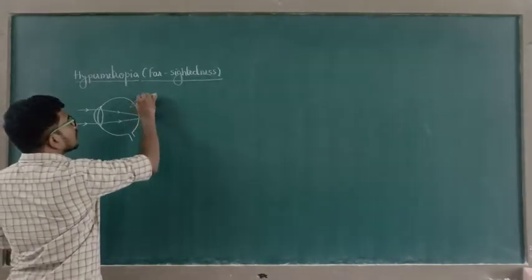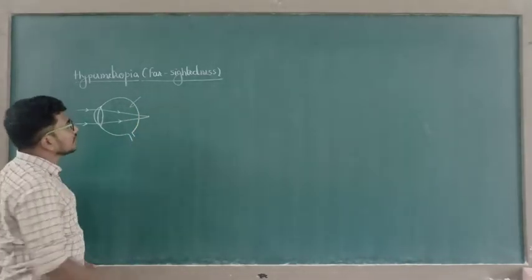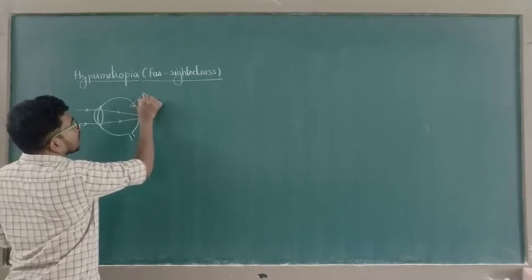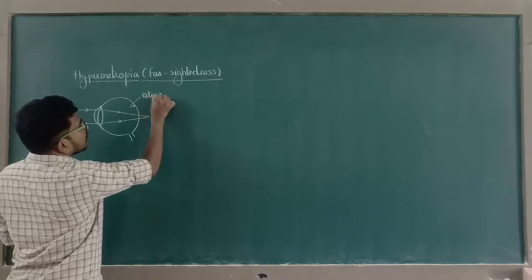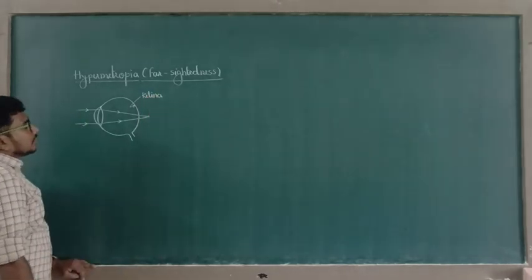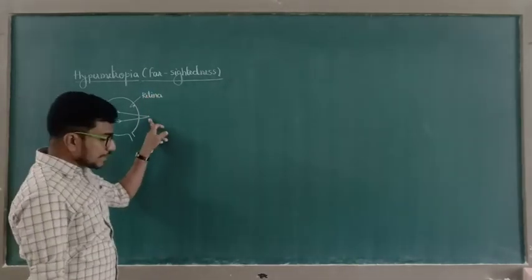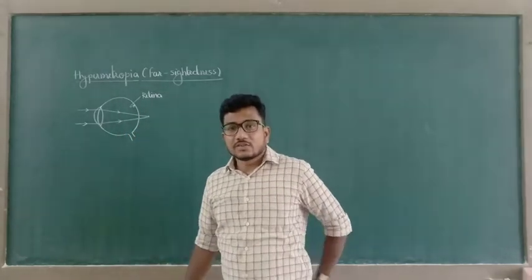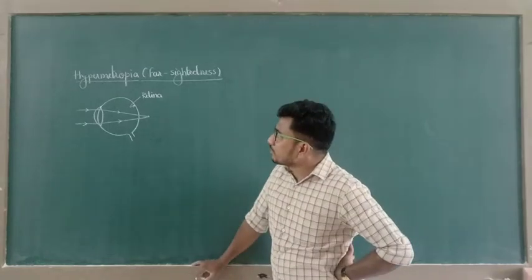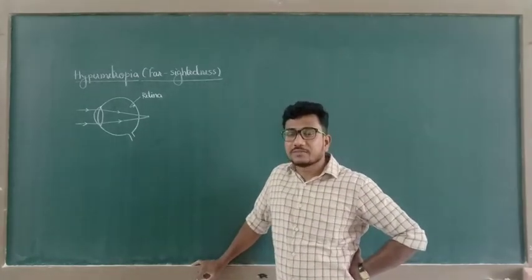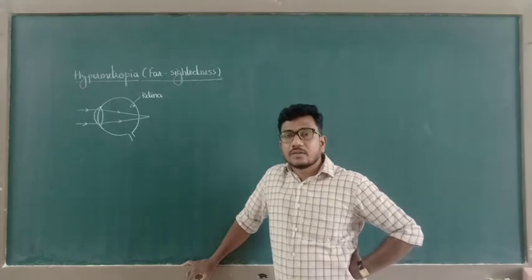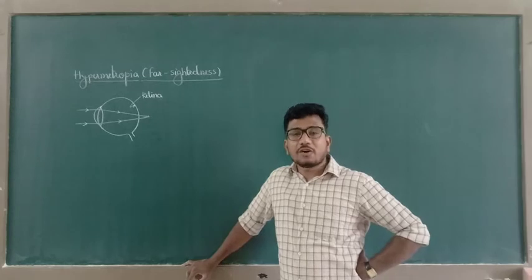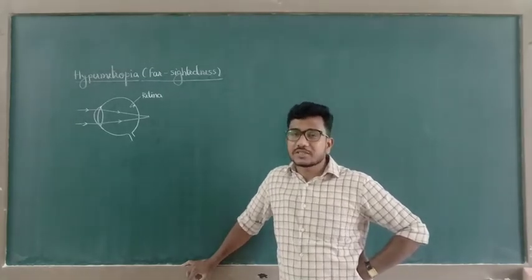So this is nothing but retina. Here the intersecting point lies behind the retina. Due to this reason, the person suffering from this eye defect cannot see the near objects clearly. He can observe the far objects clearly but not near objects.